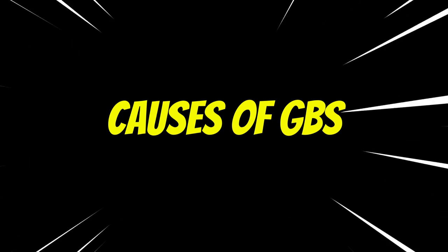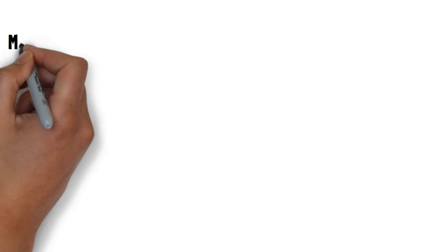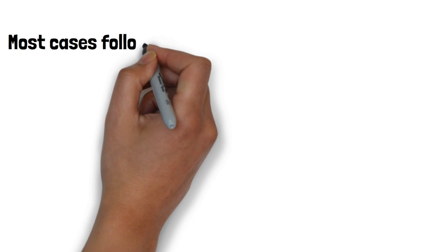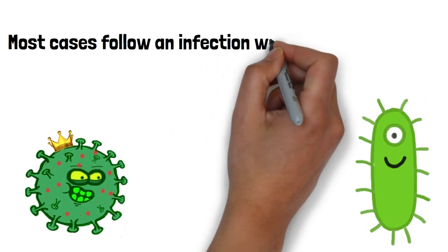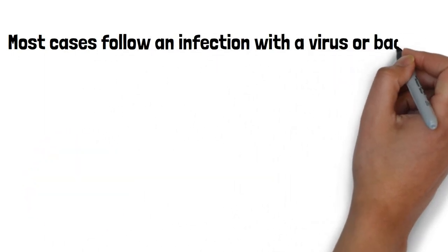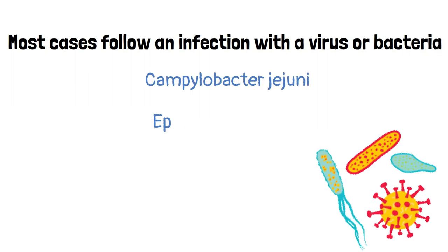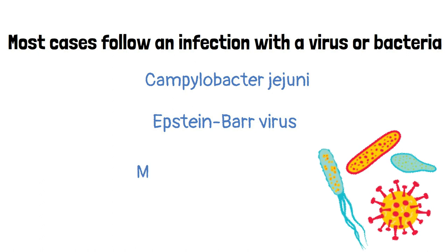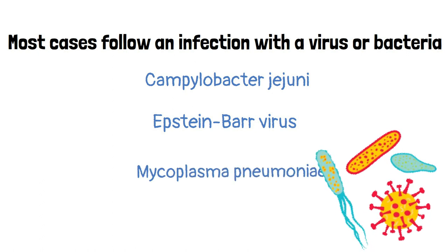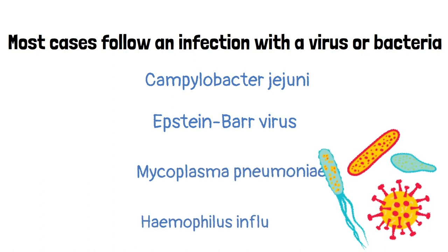The causes of Guillain-Barre syndrome. The cause of Guillain-Barre syndrome is not fully understood, but most cases follow an infection with a virus or bacteria. The most common infection is Campylobacter jejuni. But also there are other infections like Epstein Barr virus, Mycoplasma pneumonia, and Hemophilus influenza.